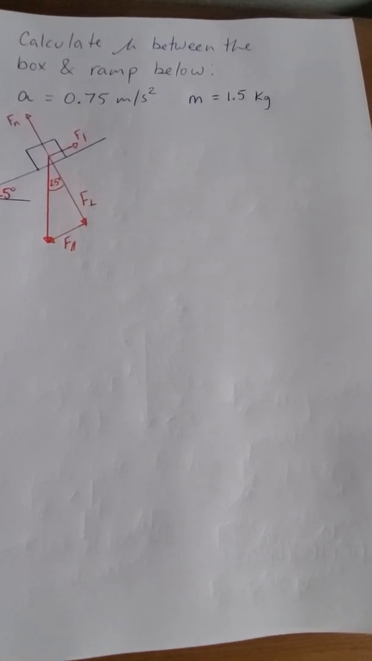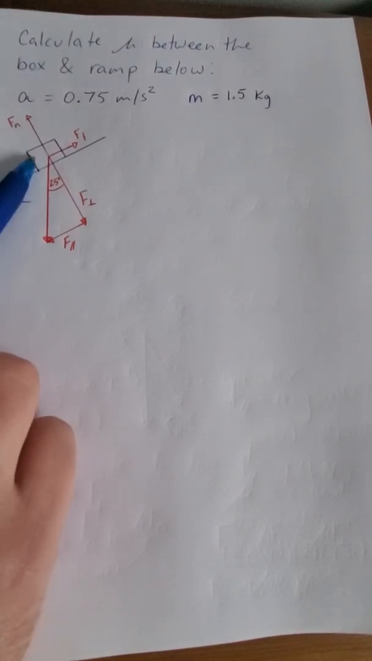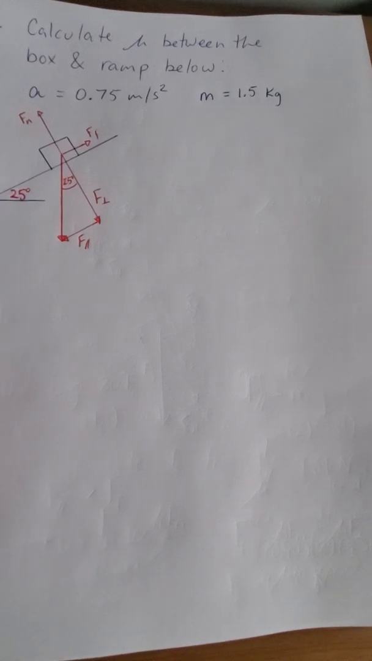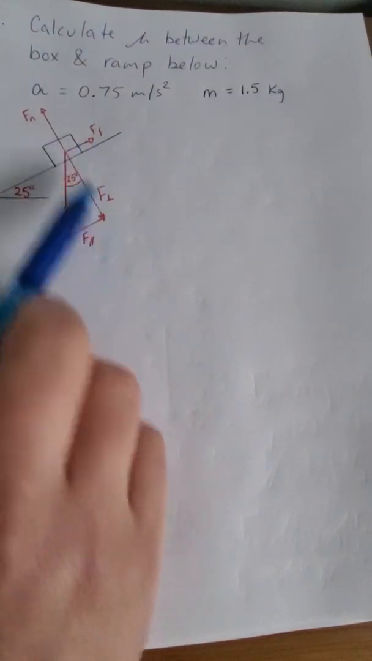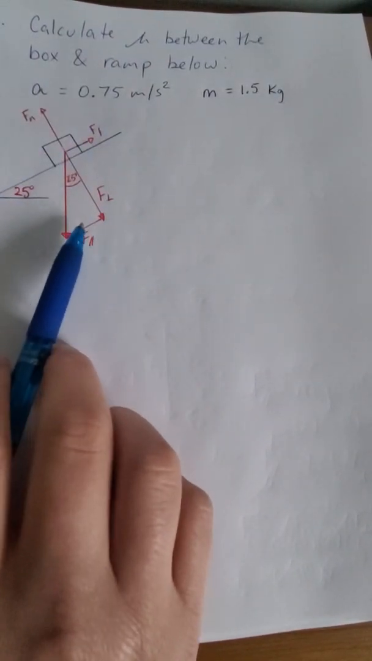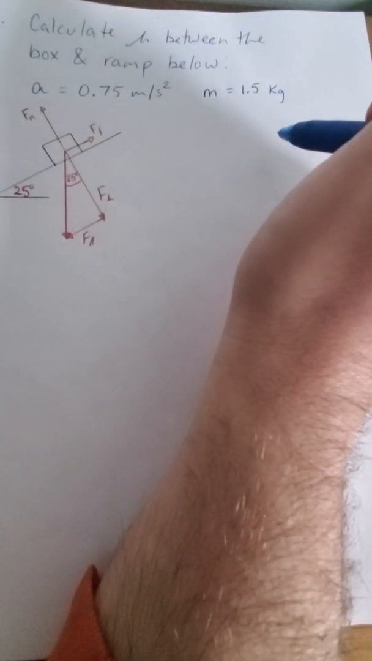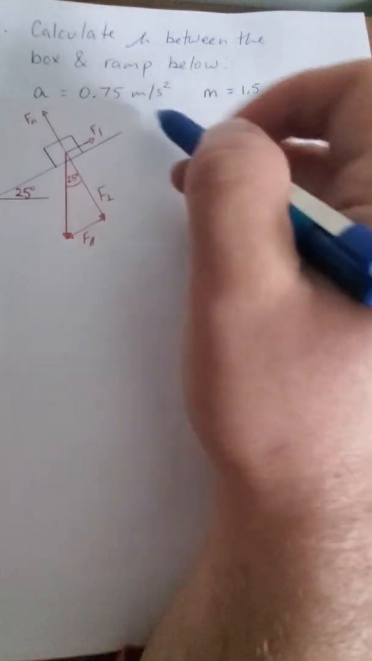Hello again. Now I'm going to run through this example where we have to calculate mu. So it's a familiar setup again, a box on an incline. We're saying it's accelerating 0.75 meters per second squared down the ramp, 25 degrees. I got all the forces listed. Mass is 1.5 kilograms.